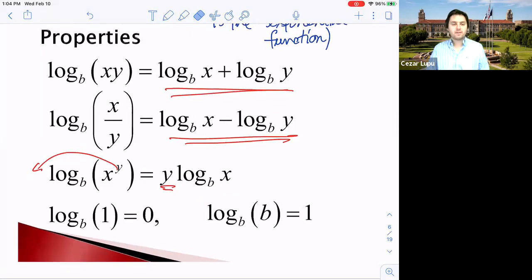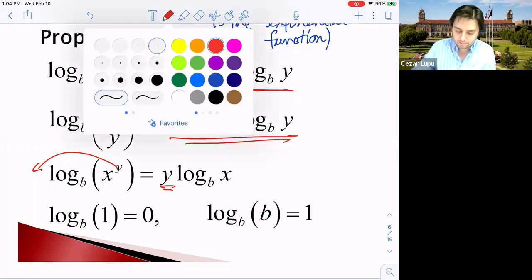We will see that there are some special logarithms, for example, when we have logarithm in base 10, in base e, and so on. And you will see what I mean by base e. We will talk about that in this lecture. Let's see some examples.